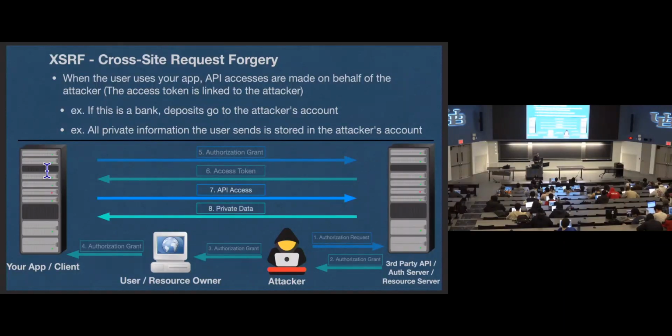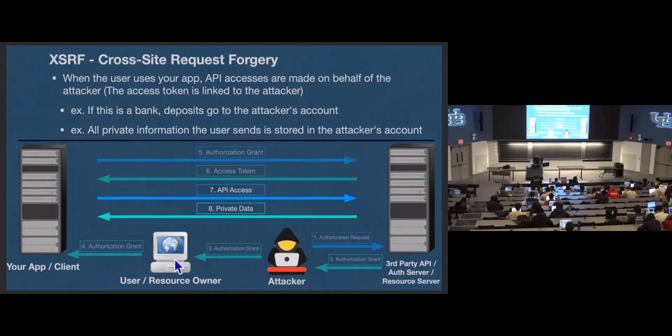Now this user is happily using your app, completely unknowingly interacting with the attacker's account on the third-party site. So if the third party is a bank, for example, and I deposit money, I just deposited that money into the attacker's account. Any private information that this user sends to our app and says, hey, send this to the third-party API on my behalf, is being sent to the attacker's account instead.